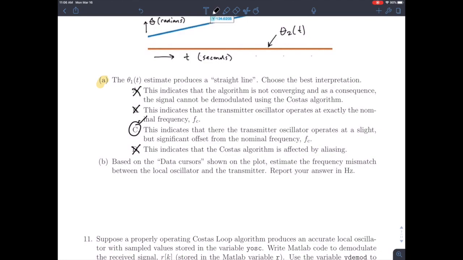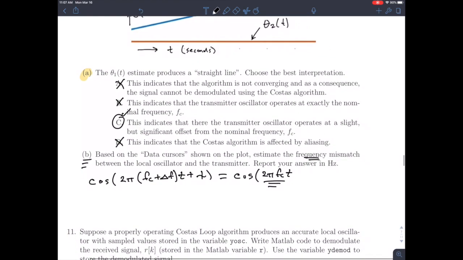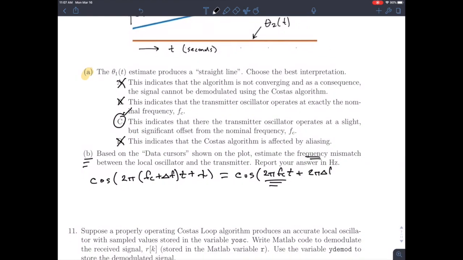Okay, in part B, we're looking at estimating this frequency mismatch. I think the fact that I asked a part B would imply that the algorithm is converging. But again, you knew that from your project. So what we know is that if we were taking a look at the transmitter, we're operating at some offset frequency delta F plus some phase, all right? When you distribute this 2 pi through, we see that we have cosine 2 pi FC t, which is exactly the nominal, but then you have plus 2 pi delta f t plus psi.